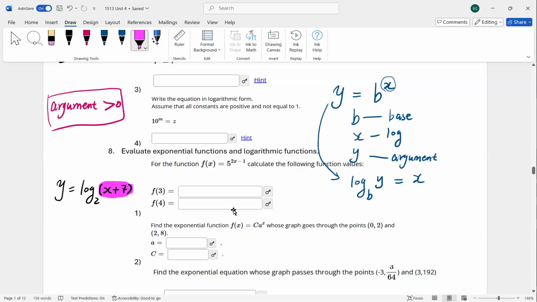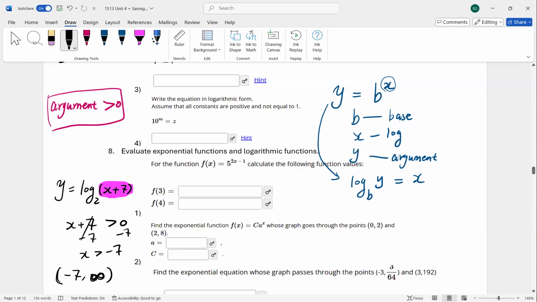Remember, the argument has to be always positive, cannot be 0 or negative. So the argument has to be strictly greater than 0. We solve this inequality, subtract 7, and we have x is bigger than -7. And x bigger than -7 is the domain of this logarithmic function. X could assume any numbers bigger than -7 to positive infinity. That's the domain of this function. All right?